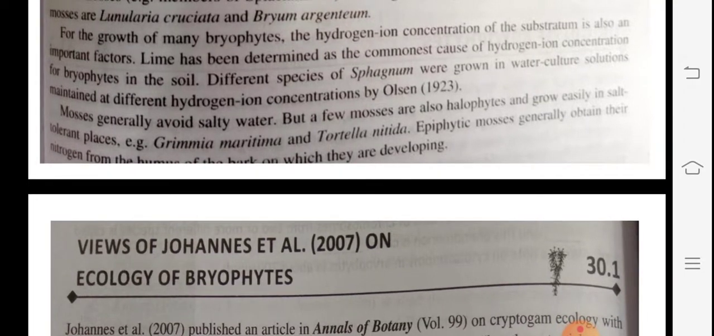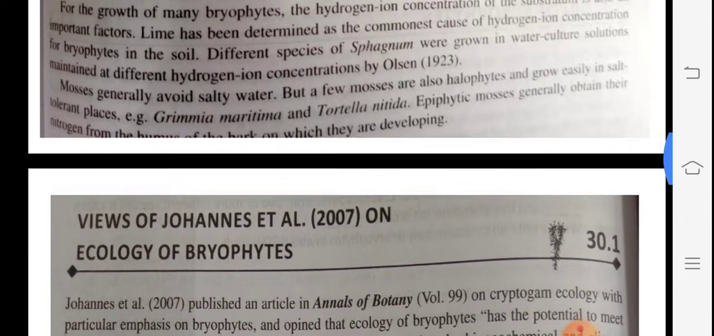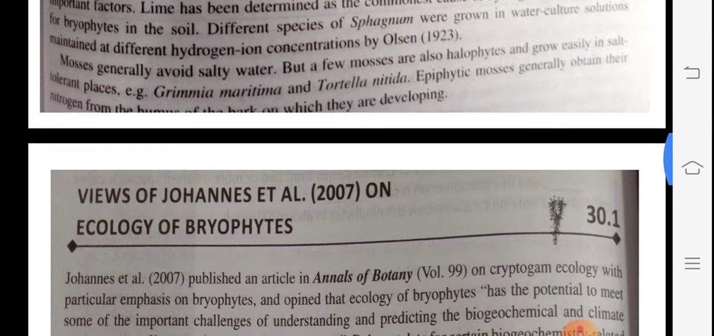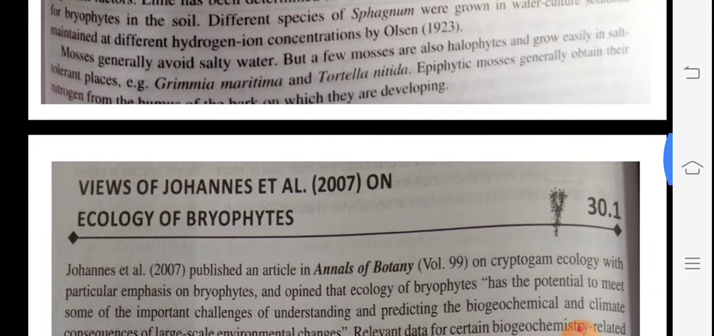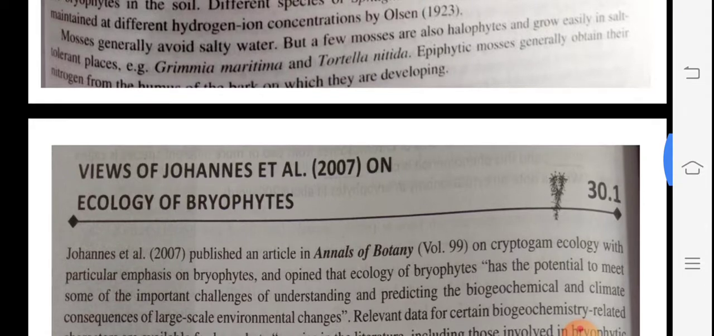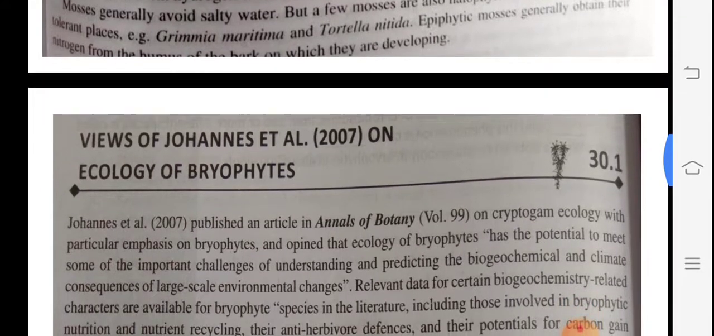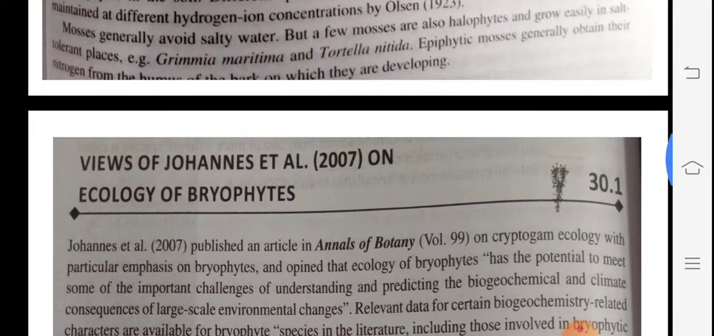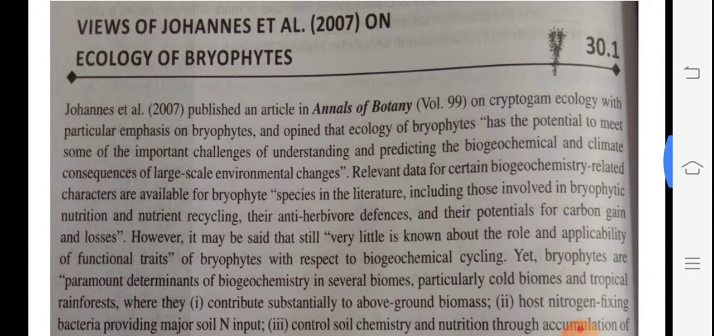Then secondly, where lime is absent, Sphagnum moss is there. Sphagnum shows that the pH of the water is generally acidic. A few mosses are also reported in salty conditions. Grimmia and Tortella are epiphytic in nature, where acidic soil water is there.